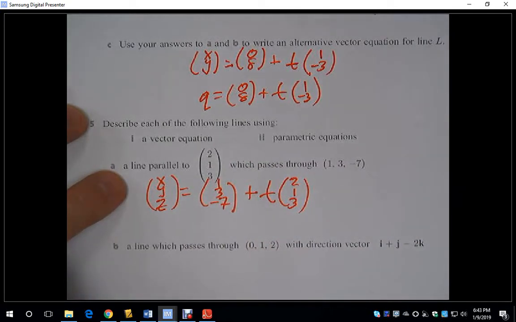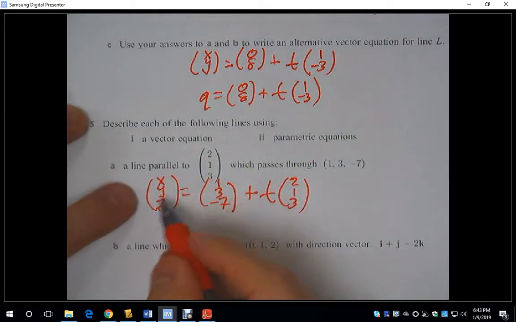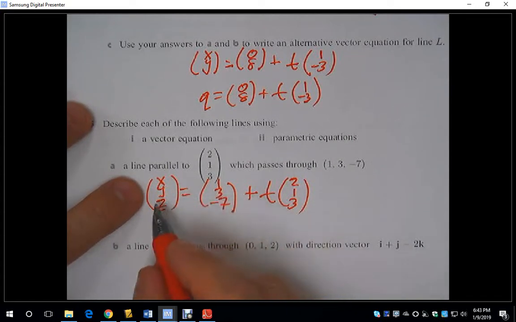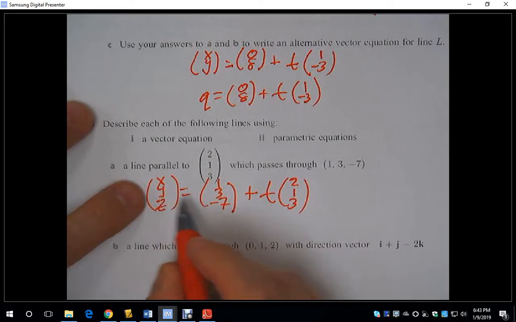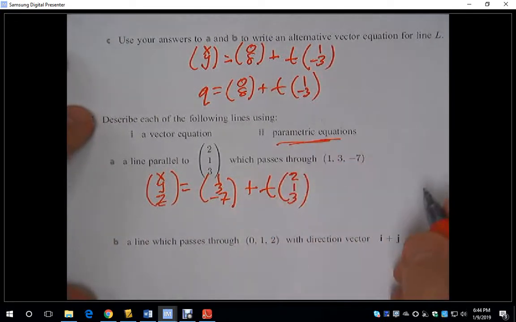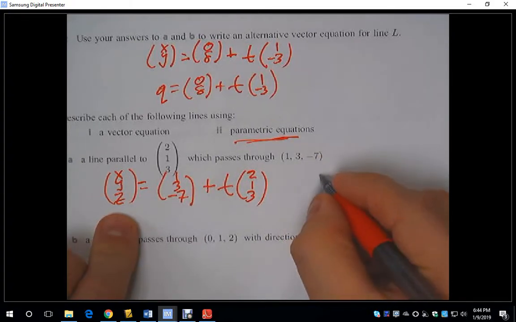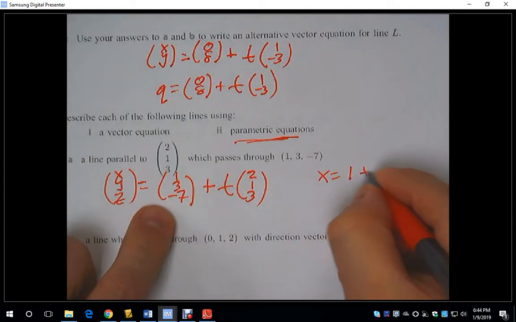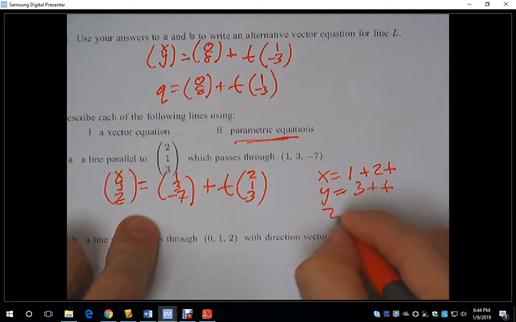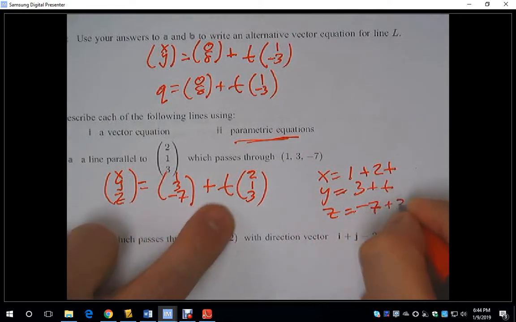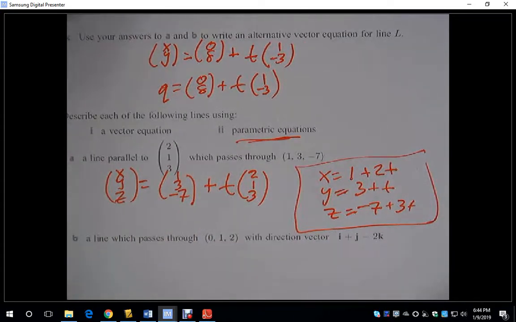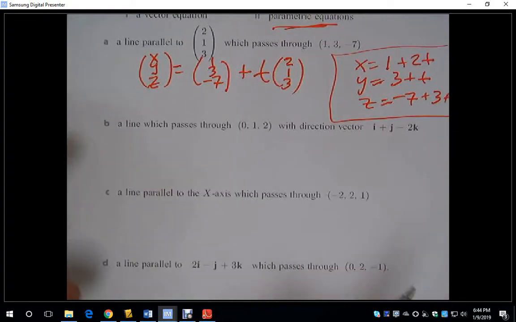And there you go. And again, if you're so inclined, we could name it. We could say the vector equation is, we'll call it r or something else here. We also have to write a parametric equation. So our parametric equations would be x equals 1 plus 2t, y equals 3 plus t, and z equals -7 plus 3t. These are our parametric equations. All right, let's just do one more. I'll bounce down to here.